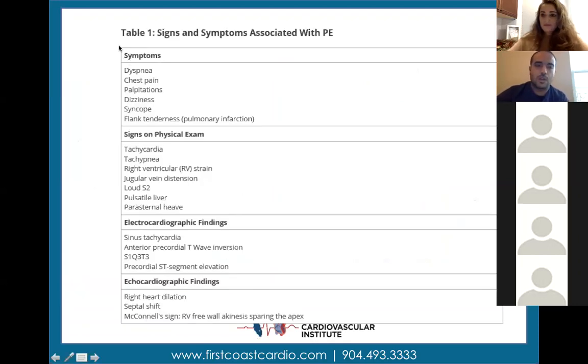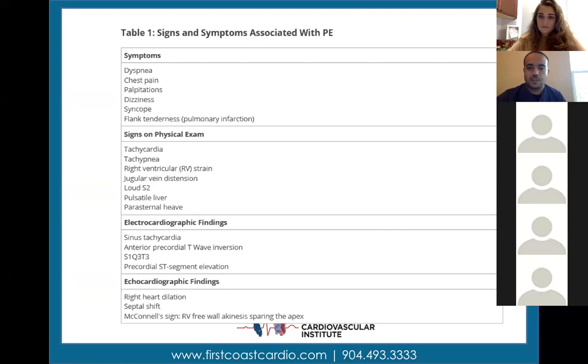So for the APPs, and I was hoping that the newbies would be around, the symptoms include dyspnea, chest pain, palpitations, dizziness, syncope, or flank pain from pulmonary infarct. So you can see it's a broad spectrum of symptomatology that is sometimes non-specific. We see all these symptoms in the ER. Not a lot of them are PEs, so it's important to try to identify the PE patients early.